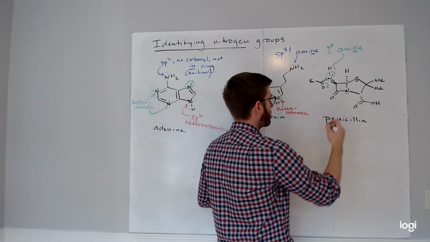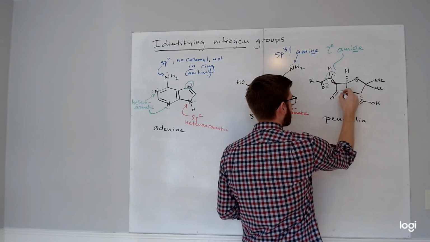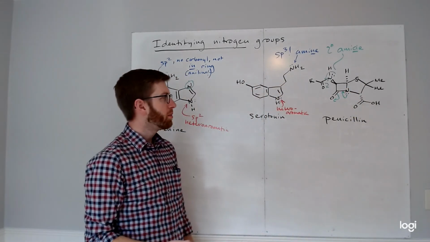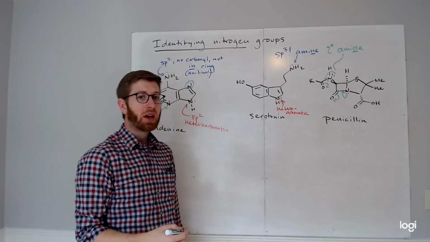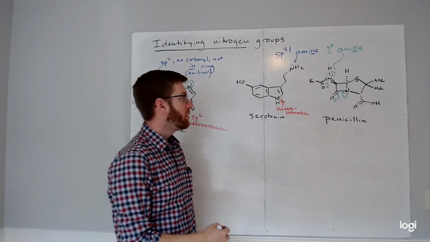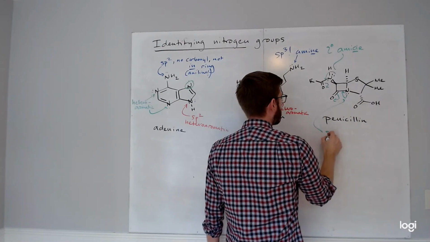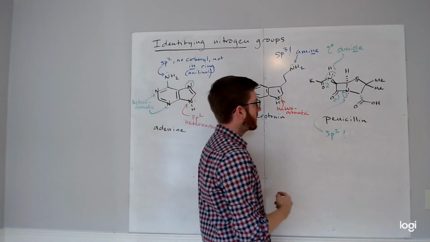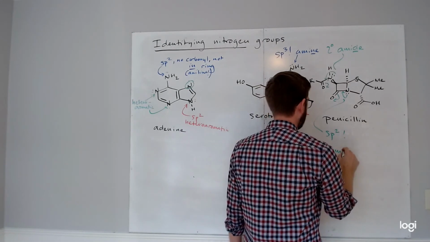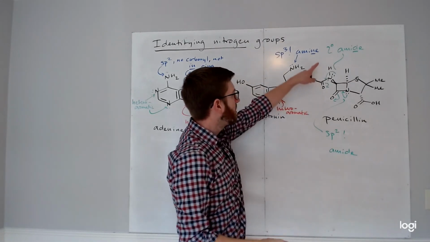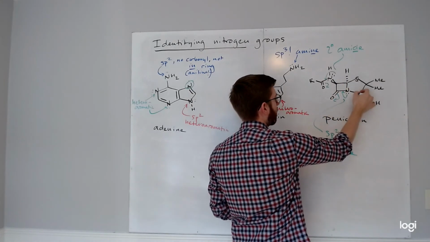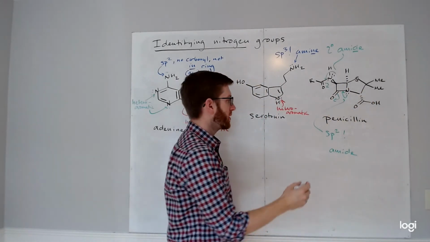So I'm going to see if I can delocalize this. I can, into the carbonyl. So it looks to me like this is not an amine, right? It's going to be sp2 hybridized. And it looks like there is a carbonyl, and so this is an amide. It's different from this amide in a couple of ways. One, it has 1, 2, 3 non-hydrogen substituents, so this is a tertiary amide.